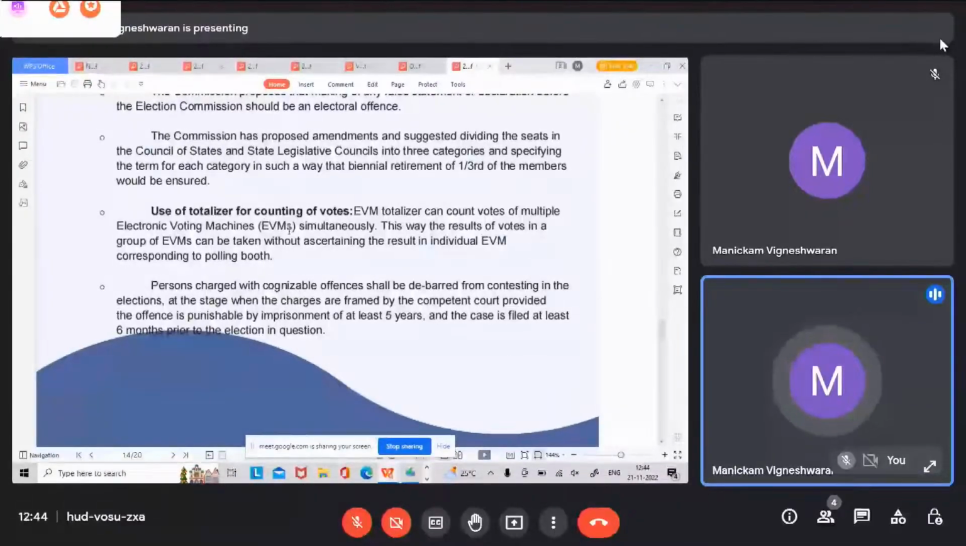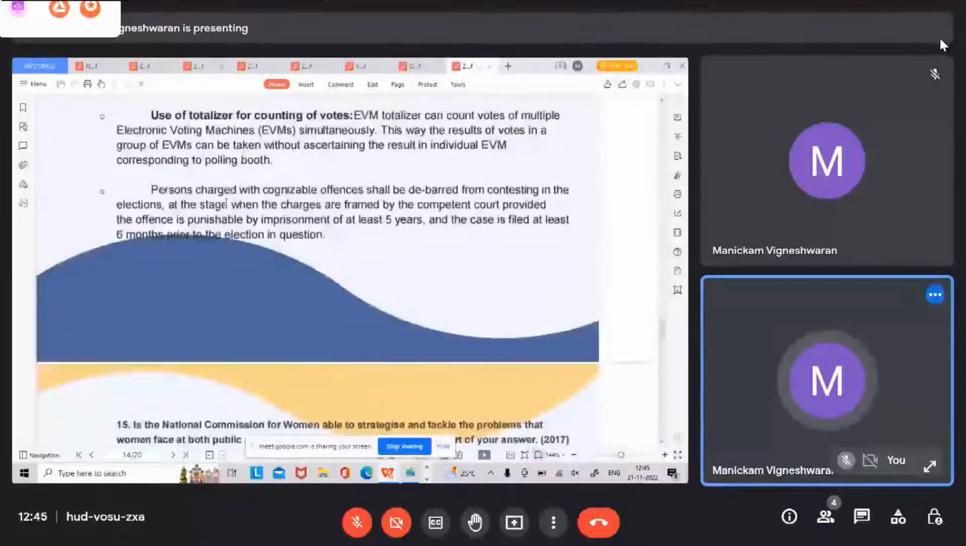An electronic voting machine totalizer can count votes of multiple electronic voting machines simultaneously. The results of the votes in a group of electronic voting machines can be taken without ascertaining the result in individual electronic voting machines corresponding to each polling booth. Persons charged with cognizable offences shall be debarred from contesting in the elections at the stage when the charges are framed by the competent court, provided that the offence is punishable by imprisonment of at least 5 years, and the case is filed at least 6 months prior to the election in question.